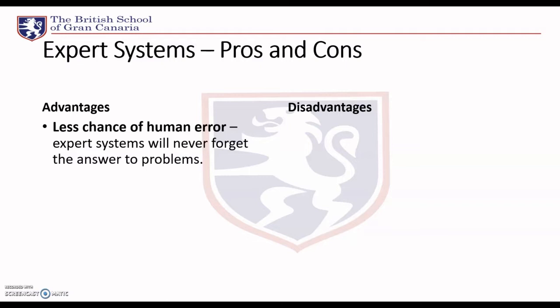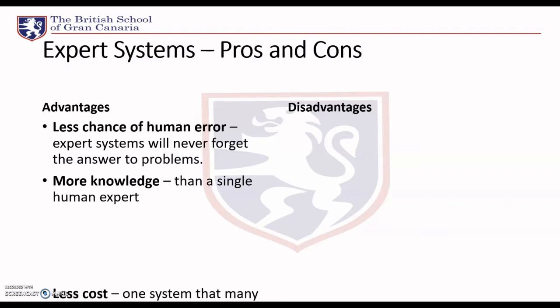Expert systems will never forget an answer to a problem, but a human will. That could be through accidents, simple mistakes, maybe stresses in life. But computers never do. Now, more knowledge. I feel this is maybe a controversial answer because expert systems are made with human knowledge. Humans make the expert systems and they go to the experts to get the knowledge. But expert systems do have more knowledge than a single human because they would have got the knowledge from several experts.